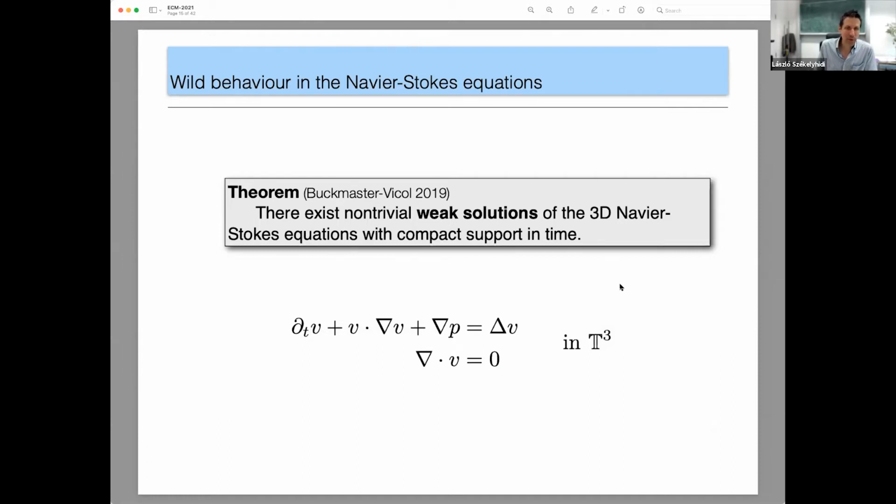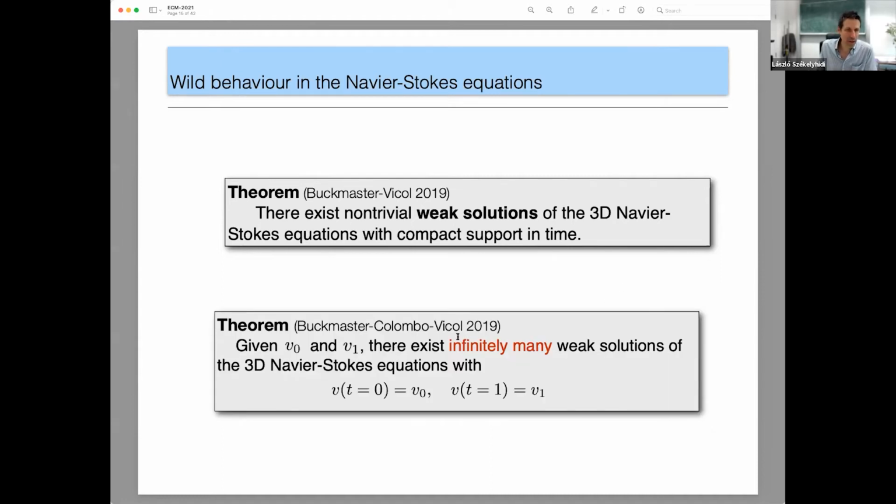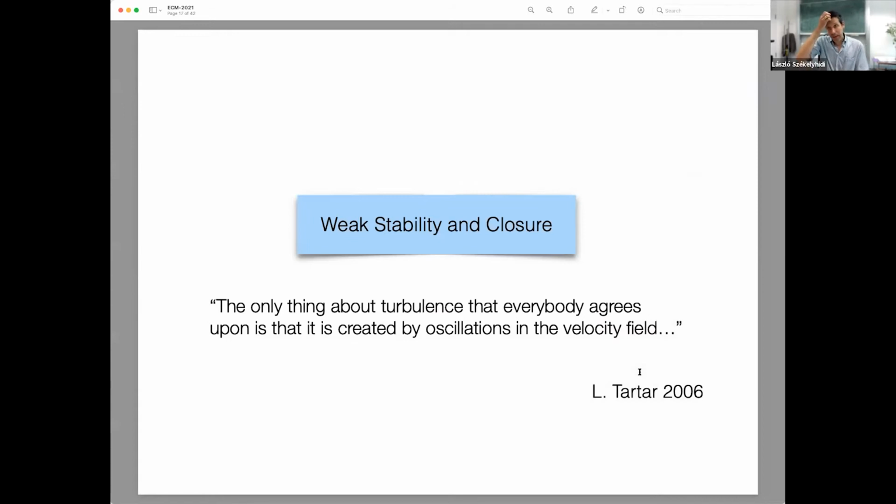So this contradicts any form of physical intuition. And also in joint work with Maria Colombo, they proved the same type of statement, that from any V0 to any V1, there are infinitely many weak solutions going from V0 to V1. So again, somehow in the class of weak solutions, there is no evolution. Okay, so should we completely abandon the notion of weak solutions? Because this is the state of the art somehow.